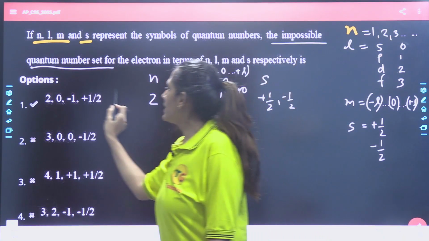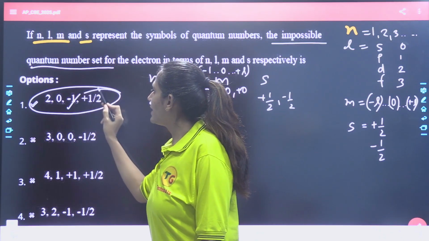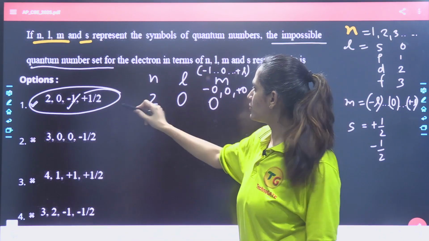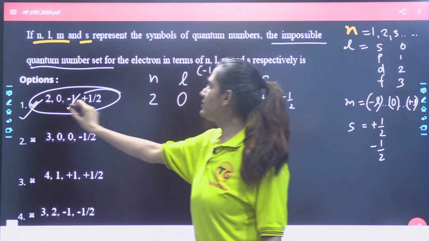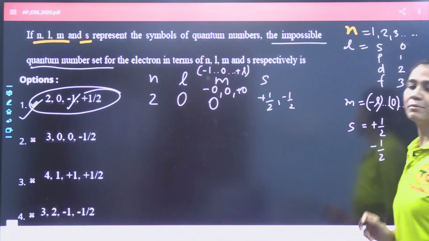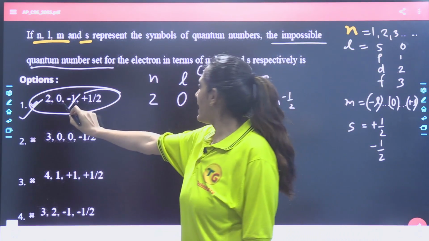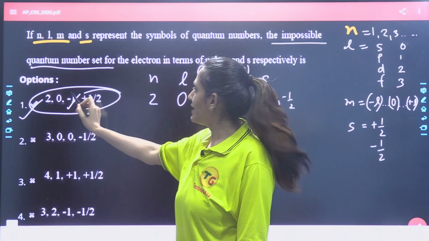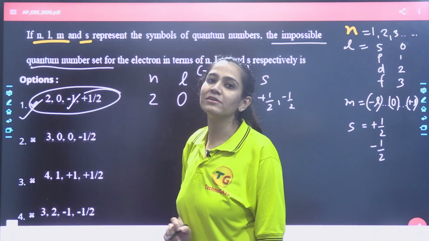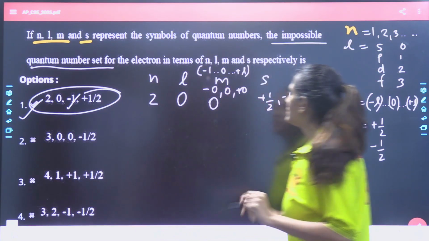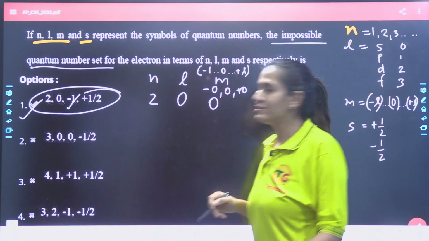Here they have given us the M value as minus 1, which is not possible. So this is our correct option. This set of quantum numbers is not possible, because the L value is given as 0 and the M value is given as minus 1, which is not possible. So this is our correct option. Let's see the other options also.